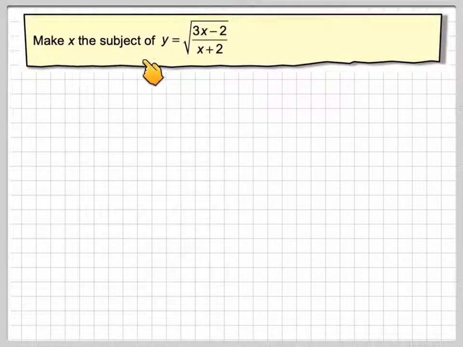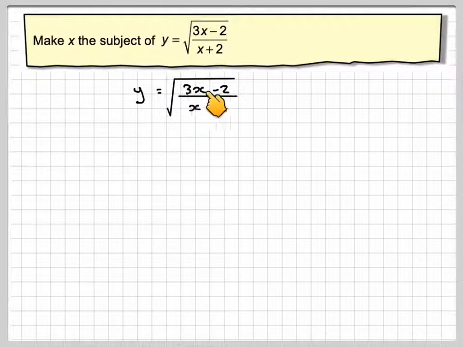So it says make x the subject of y is equal to the square root of 3x minus 2 over x plus 2. This is quite a difficult one. So we've got y is equal to the square root of 3x minus 2 divided by x plus 2. So basically, to remove the square root sign, we have to square both sides.